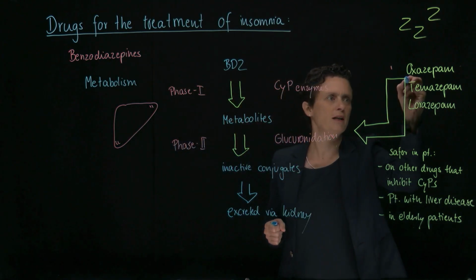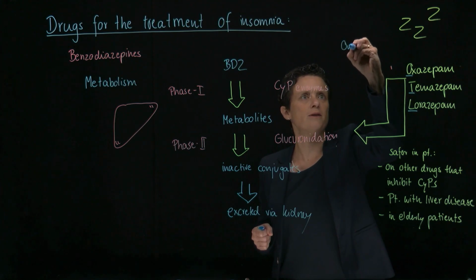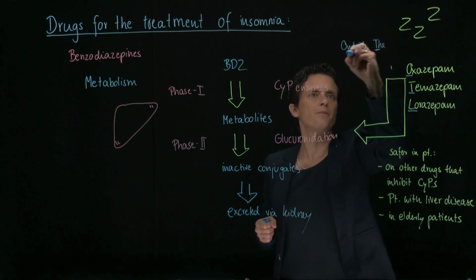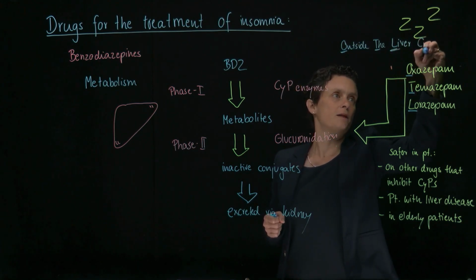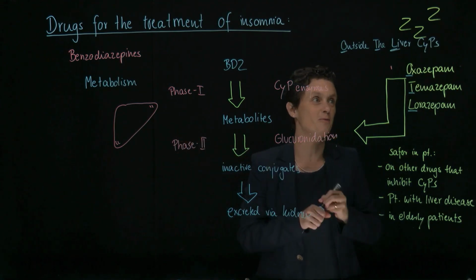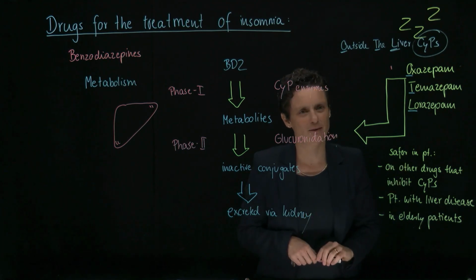There's also a mnemonic: outside the liver CYPs. So I'm going to write this outside the liver CYPs. Also, just to remember, it's not just outside the liver because we still have phase 2, but we have outside the liver CYPs. And they can come in handy if you know those.